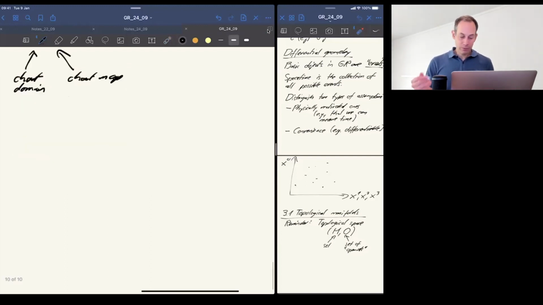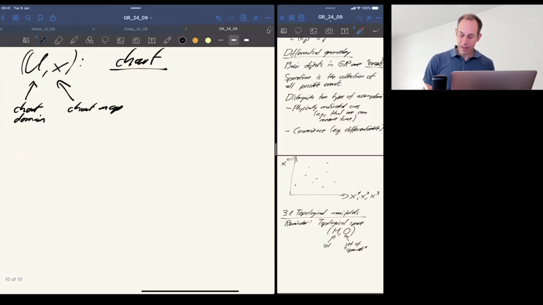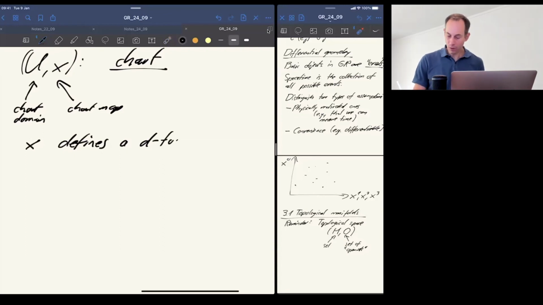And one more terminology. X, this chart map, defines a D-tuple of coordinate functions.